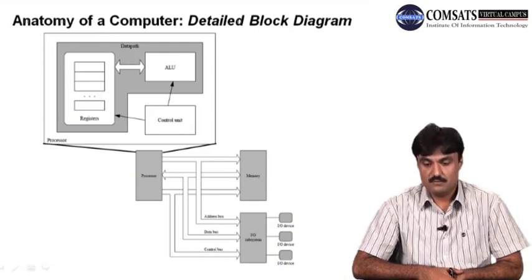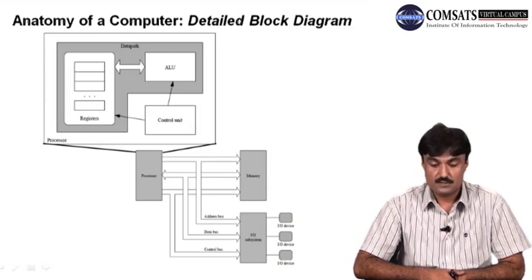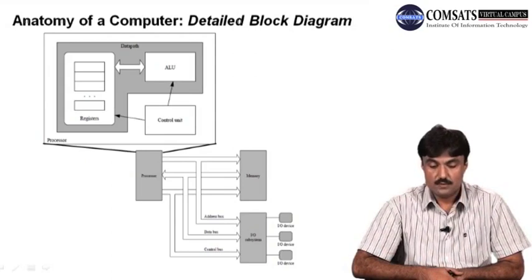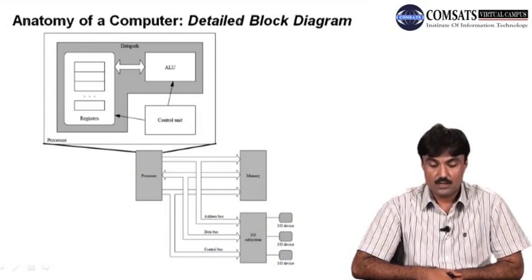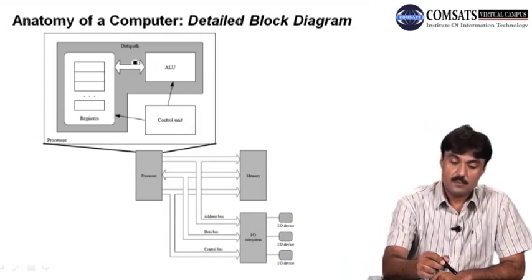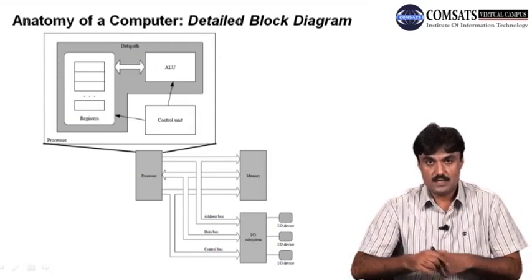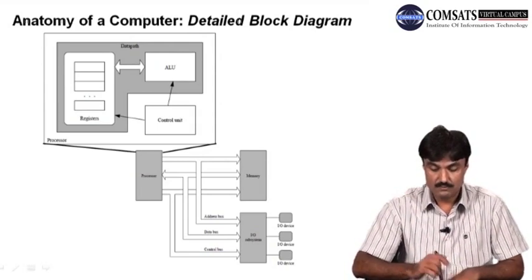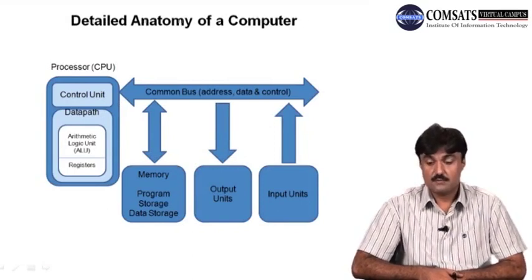Here the processor has been magnified. You can see this processor has three main sections. One is called the control unit, the second is the arithmetic and logic unit, or ALU. The third section is called registers. These three sections form a complete processor, and there is a data path which connects the arithmetic logic unit and registers, showing how data flows between them. So this is the complete view, the detailed anatomy of a computer.